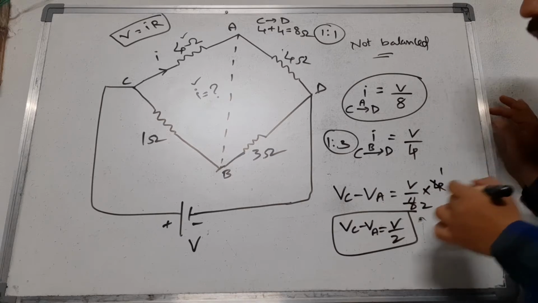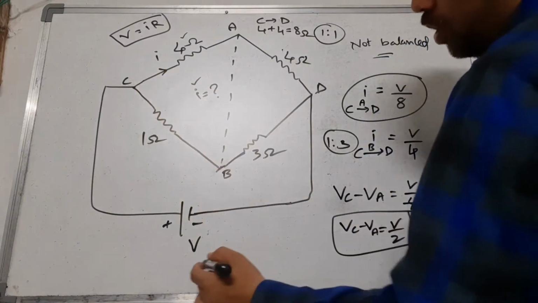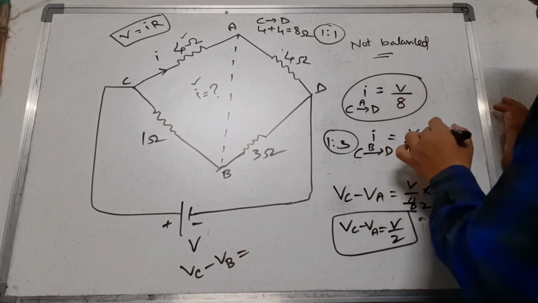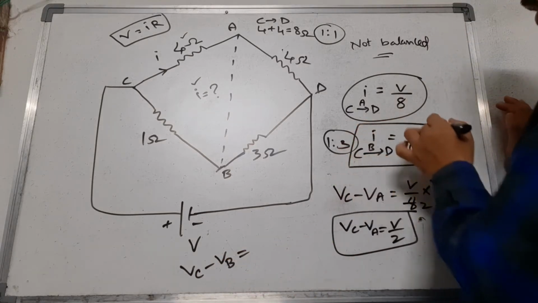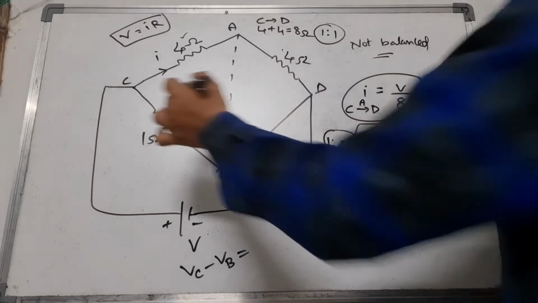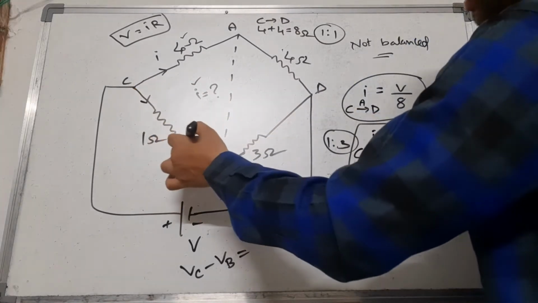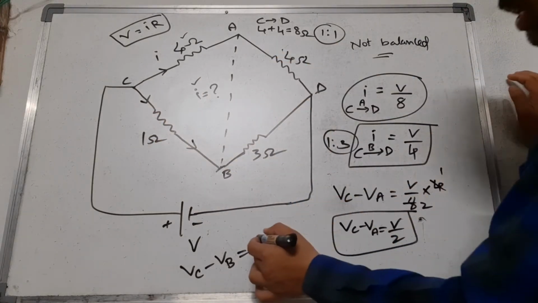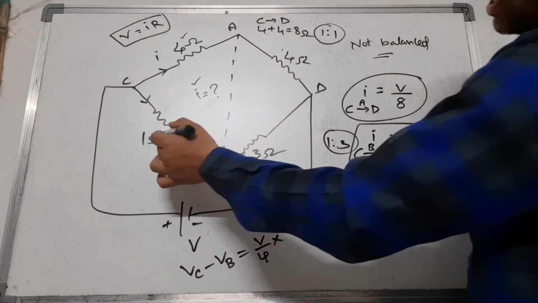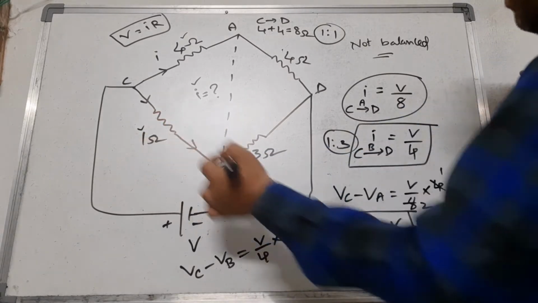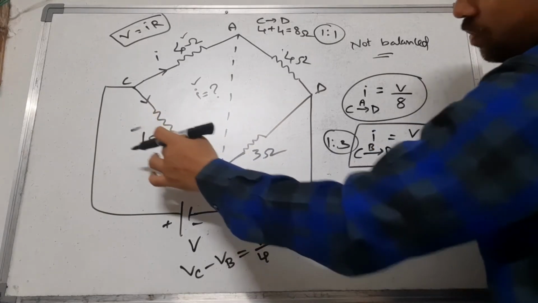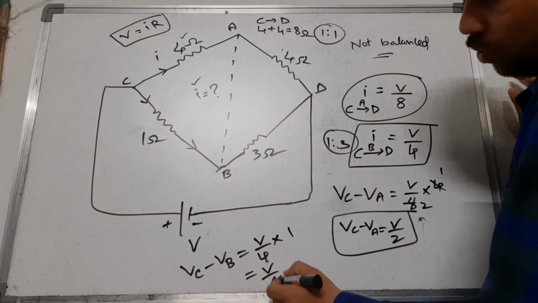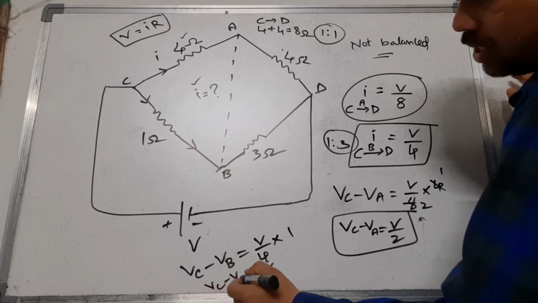Similarly, we want VC minus VB. So how much current is there here? V by 4 current is flowing. V by 4 into how much resistance is there here? Here it is 1 ohm resistance. So 1 ohm times V by 4 is equal to V by 4. VC minus VB is V by 4.